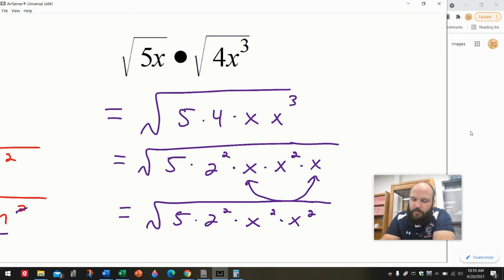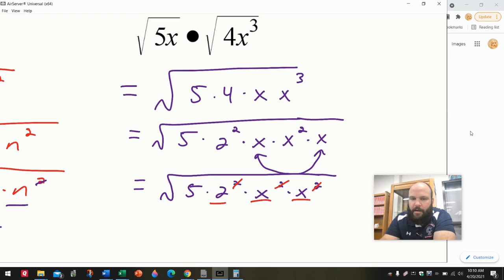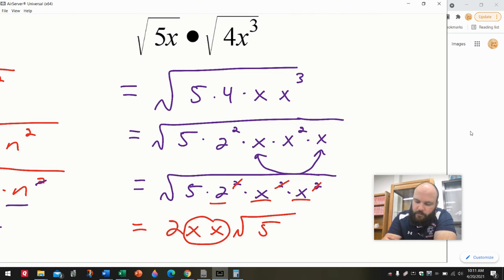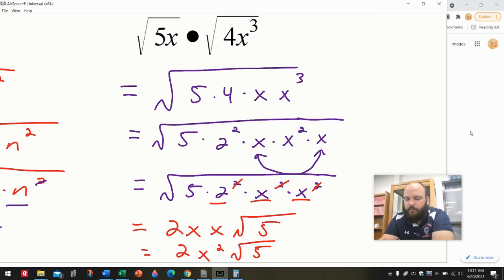And now what we can do is cross out the squares and underline the base. And everything that you see underlined will come out of the square root. So we'll have a 2 on the outside, and we'll have an x, and then we'll have another x, and then the 5 will be left behind. Now what you see right here is we have x squared, so that turns into 2x squared square root of 5. And there's our final answer.